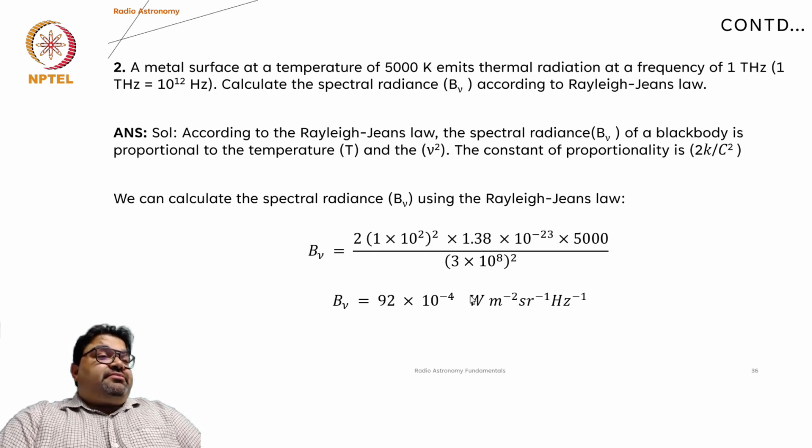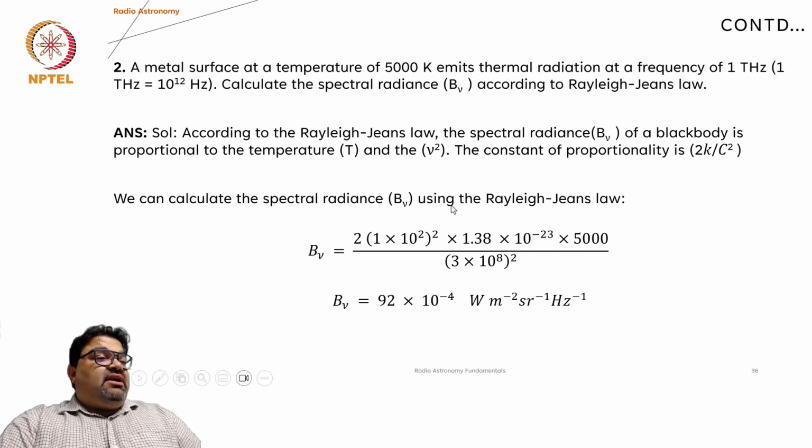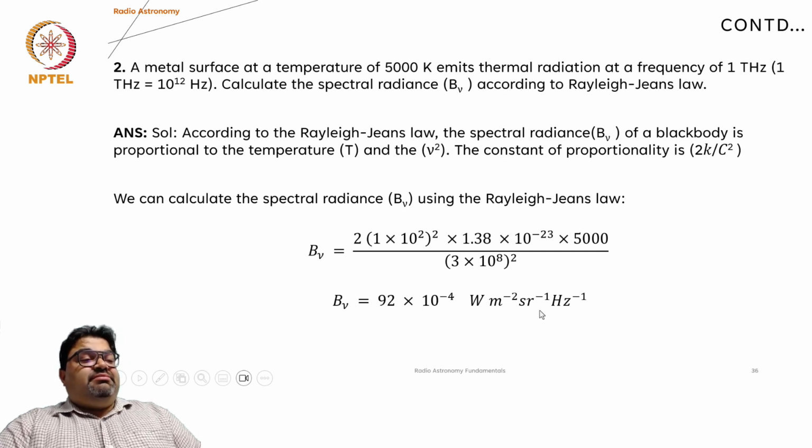So, if we write it down, the spectral radiance can be expressed in terms of the temperature of the black body, and also the frequency. So if you put all those values over here along with the proportionality constant, you finally get the value of B as 92 times 10 to the minus 4 watts per meter square per steradian per hertz.